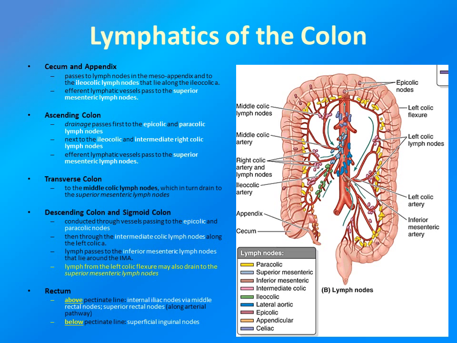Descending colon is a little bit different. Again, beginning with the epicolic and the pericolic nodes, draining into the left colic nodes and to the inferior mesenteric lymph nodes. The rectum has a lymph drainage that's differential, depending upon if you are above or below the pectinate line. If you're below the pectinate line, drainage is into superficial inguinal nodes. If you are above the pectinate line, drainage begins through the superior rectal nodes, and then the internal iliac nodes.